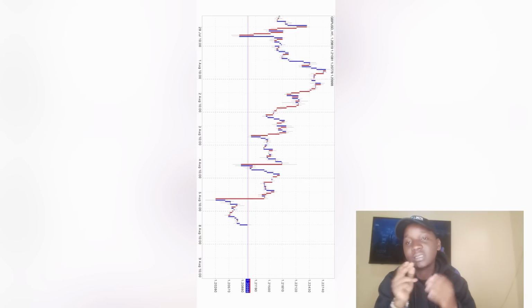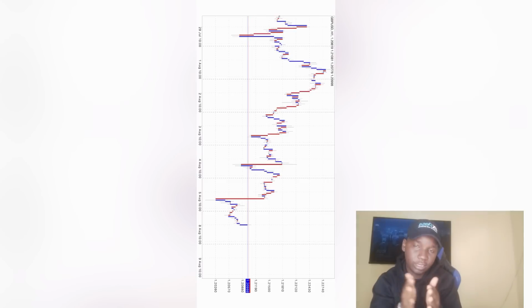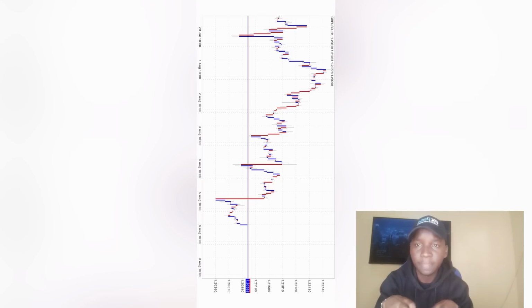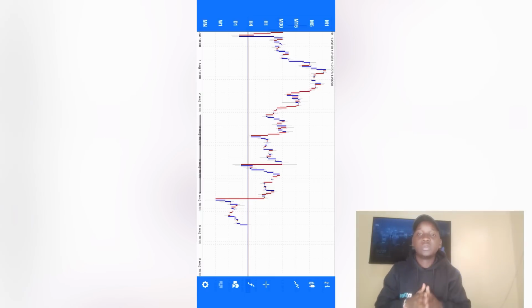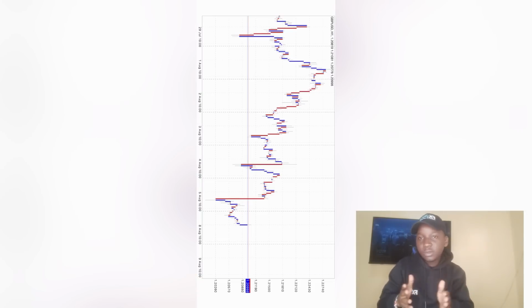So it means it has taken 1 hour for each and every candlestick that you are seeing on my screen to be formed. If I go to 4 hours, it means that each and every candlestick has taken 4 hours to be formed. If I go to 1 week, it will be the same. It has taken 1 week for this candlestick to be formed.